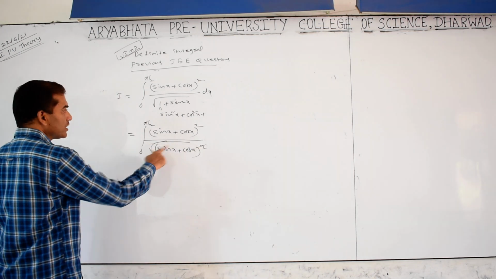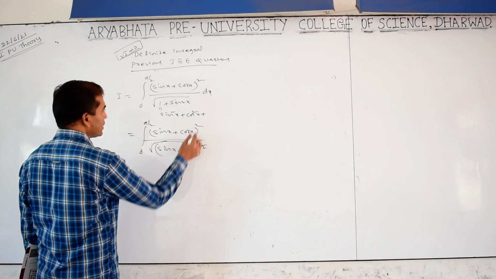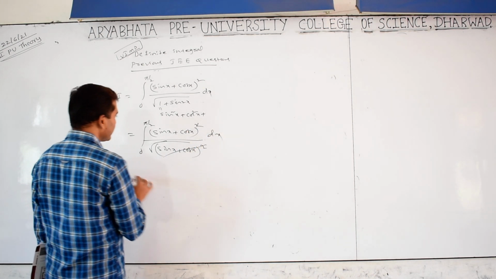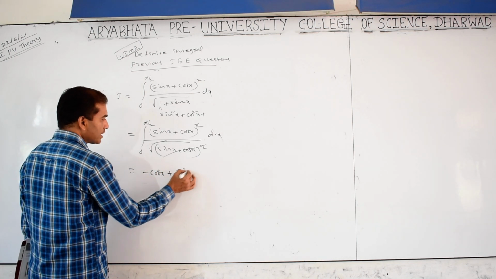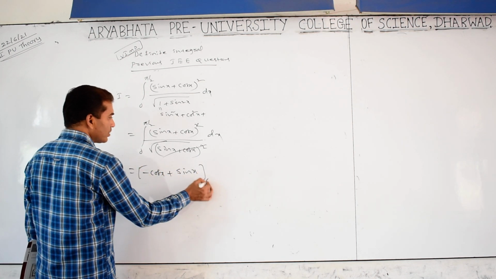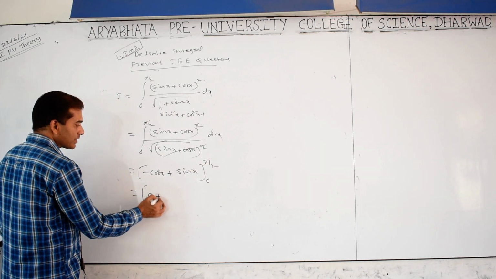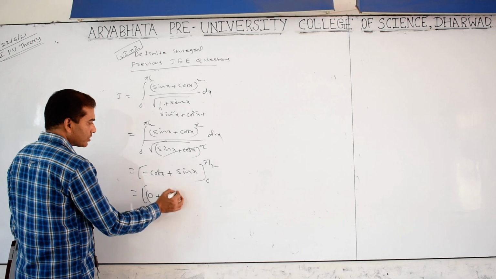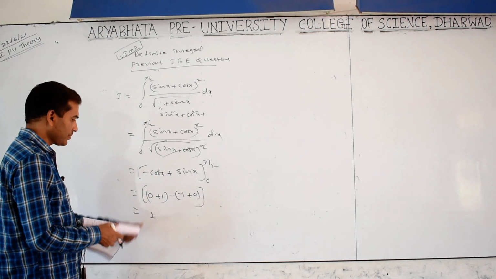In 0 to pi by 2 this is positive for both. So one of the sin x plus cos x gets cancelled, dx. So sin x integration, minus cos x integration, sin x, limits 0 to pi by 2. Apply the upper limit: minus cos pi by 2 is 0, sin pi by 2 is 1. Lower limit: cos 0 is 1, sin 0 is 0. So the answer is 1 plus 1 is 2.